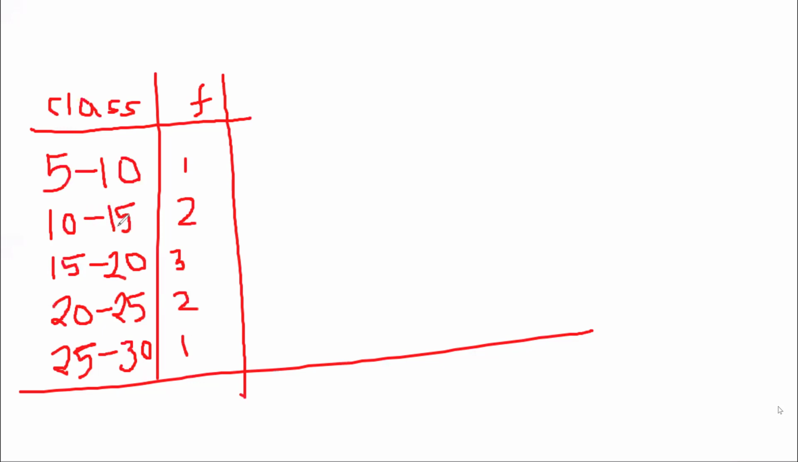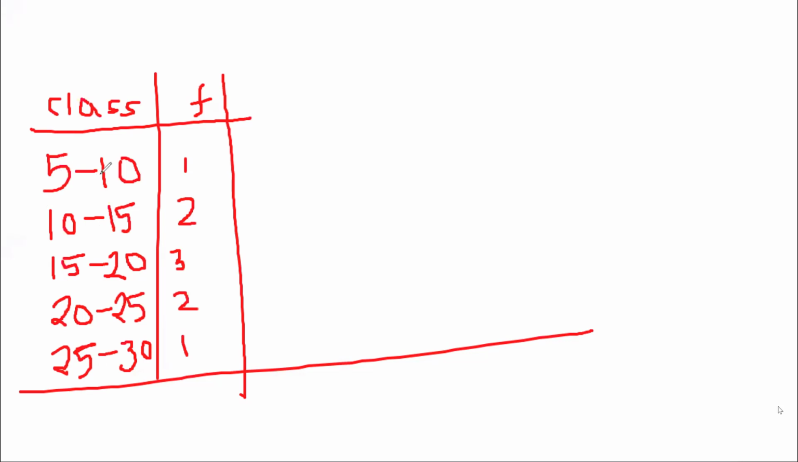Similarly, in this case also, 10 to 15, 10 is included, 11, 12, 13, 14, up to 14.999. All are included, but 15 is not included, and so on. In this class 25 to 30, 25 is included, 26, 27, 28, up to 29.999. Once you get 30, that number is not included in this class. Here there are 1, 2, 3, 4, 5 different classes. These are known as the classes.